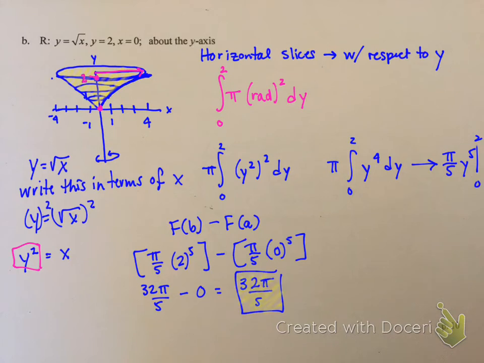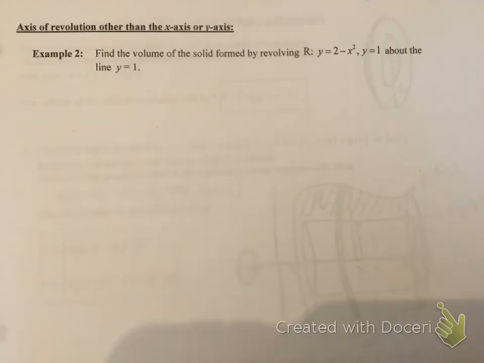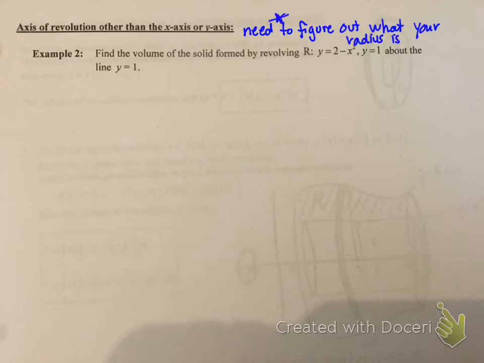And I'm going to do one more before we do a break in the video. If we have an axis of revolution other than the x-axis or y-axis, you're going to need to figure out what your radius is. Okay, so this is going to be important. All right, so example 2 says, find the volume of the solid formed by revolving y equals 2 minus x squared, y equals 1 about the line y equals 1.